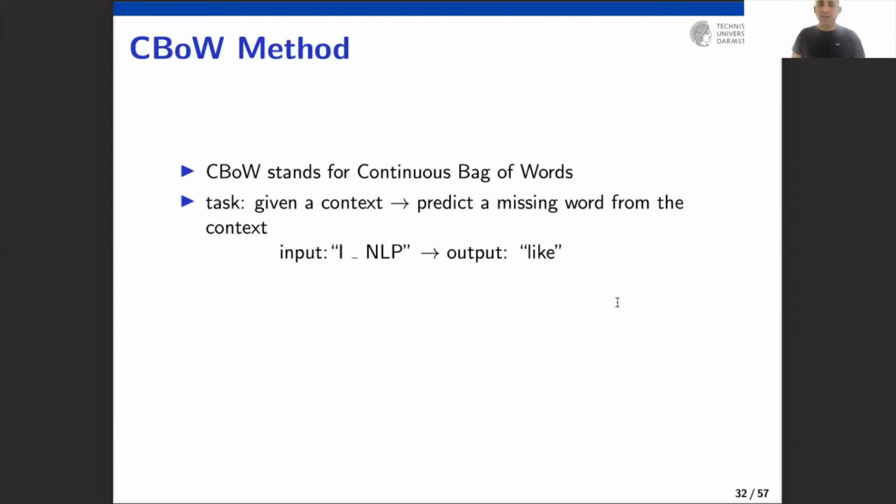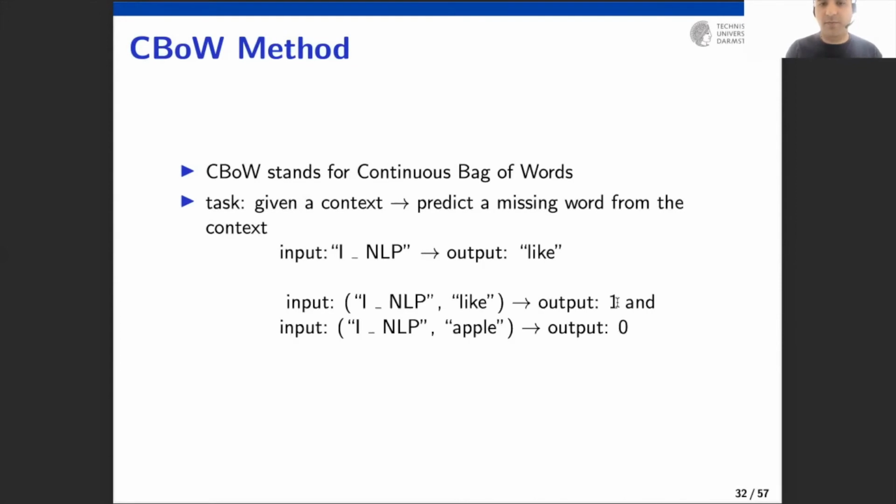So as with any other algorithm in computer science, our task should be defined by defining the input and output. So the input to this task is a context. The output is to predict a missing word from the context. So let's say the input is I, NLP, or something like this, and we want to predict what is the missing word between I and NLP. So the output, or the gold label, is like, right?